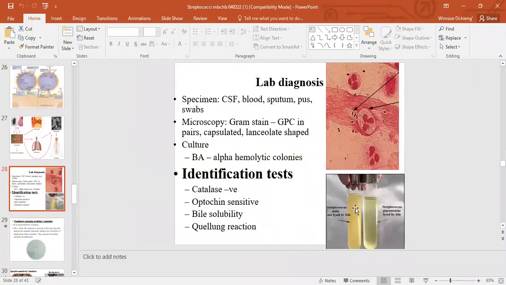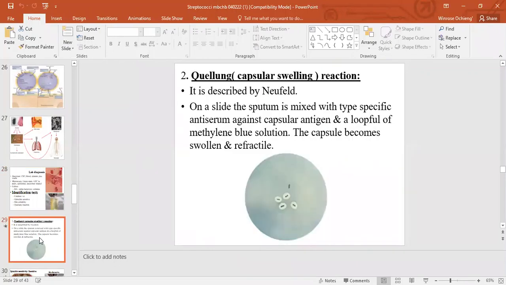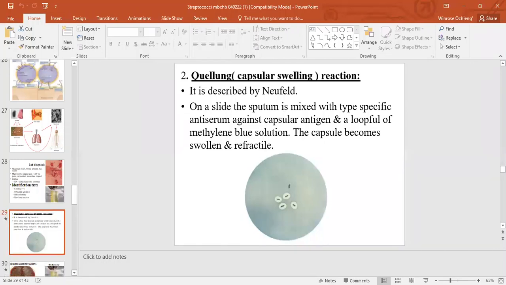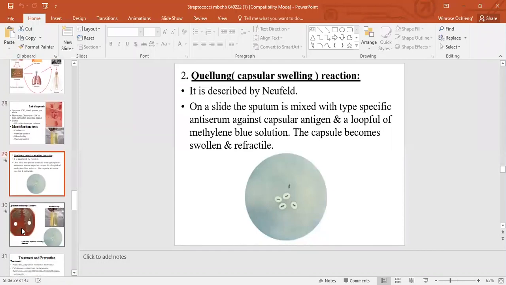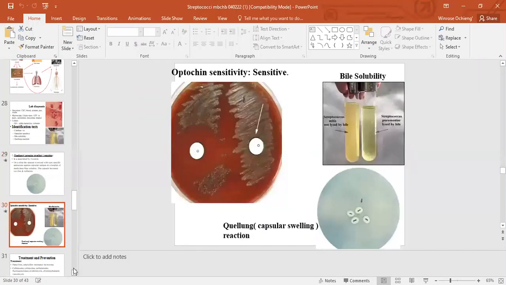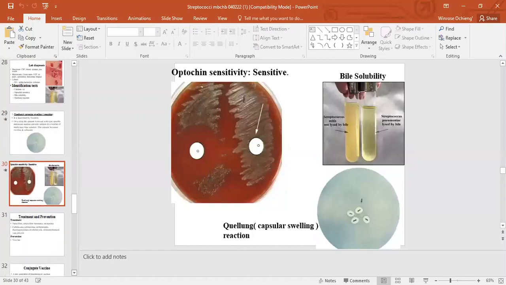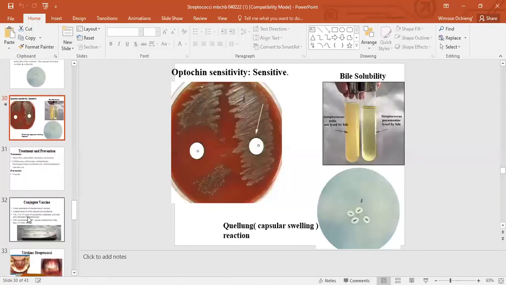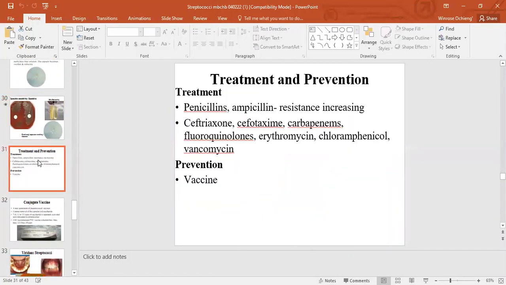So this is the laboratory diagnosis. I won't talk much; this will be expounded more in the laboratory. Even the Quellung test will be done because of the capsule. We can do this in the laboratory, and it will be explained very well in the lab. I won't rely much on it here. It will be done in the laboratory.